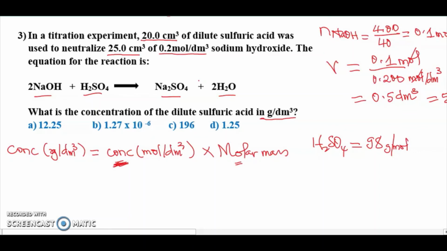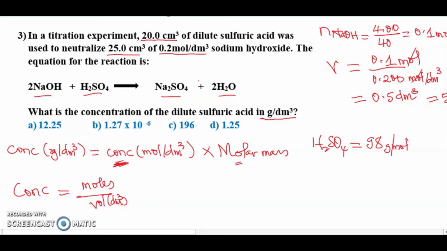But if we look at it, we've been given just the volume. And we know that concentration is number of moles divided by volume in dm cube. So let's see, concentration in mole per dm cube is equal to number of moles divided by volume in dm cube. But unfortunately for us, we have just the volume. We do not have number of moles. So what can we do to calculate the number of moles of sulfuric acid? That is what we want to look at now. So we're going to use the equation for the reaction.